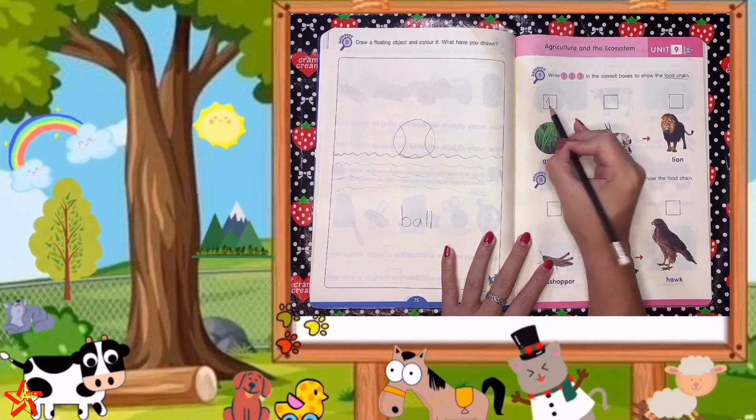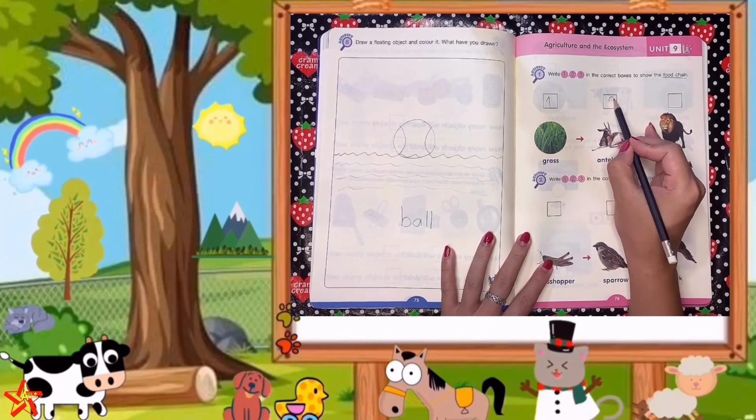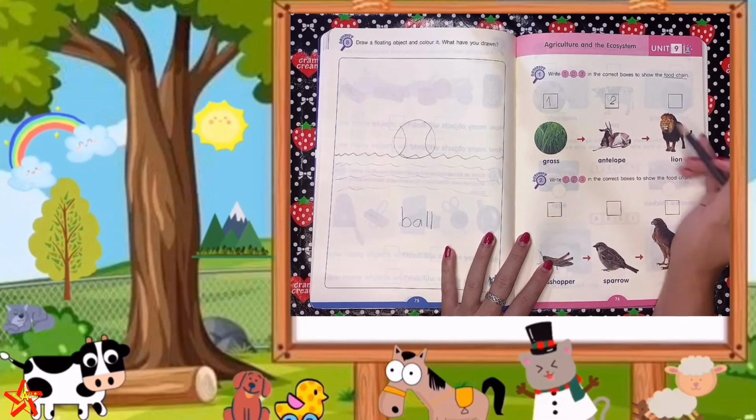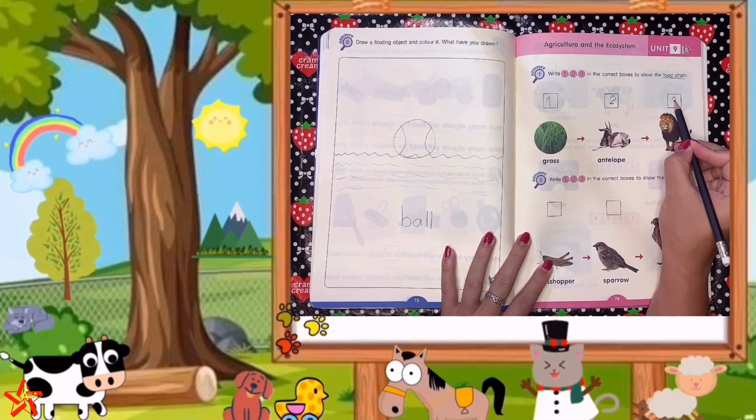So this one is number 1, and of course, this is number 2. And the lion eats the antelope. So that would be number 3.